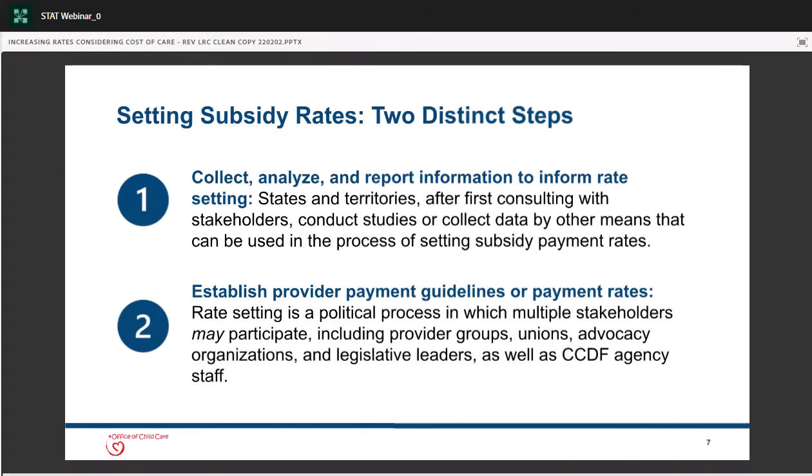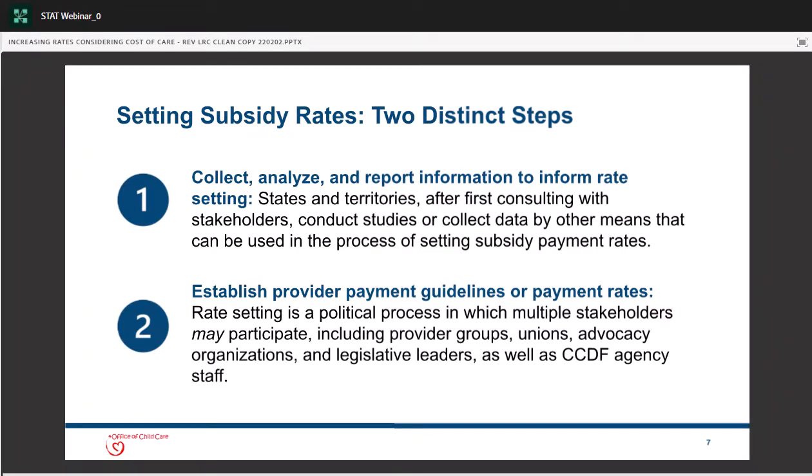One of the things we just want to acknowledge out of the chute is that there are two distinct steps in setting subsidy rates. Increasing provider payment rates is a federal priority and a goal of many lead agencies. Today we are going to focus on one area of that process, the data gathering needed for rate setting. Lead agencies consult with your stakeholders, and you may collect data about child care prices, child care costs, or both. These studies are typically conducted by researchers or staff within the CCDF agency or in a university or other research organization with which the lead agency contracts.